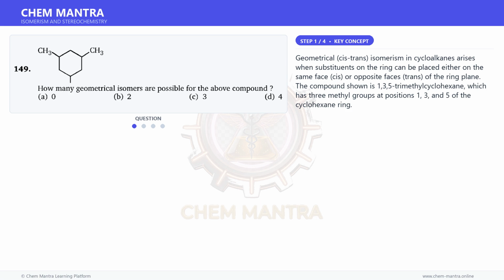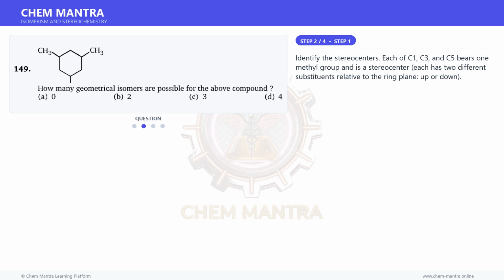The compound shown is 1,3,5-trimethylcyclohexane, which has 3 methyl groups at positions 1, 3, and 5 of the cyclohexane ring. Moving on to the next step. Identify the stereocenters. Each of C1, C3 and C5 bears one methyl group and is a stereocenter. Each has 2 different substituents relative to the ring plane, up or down.